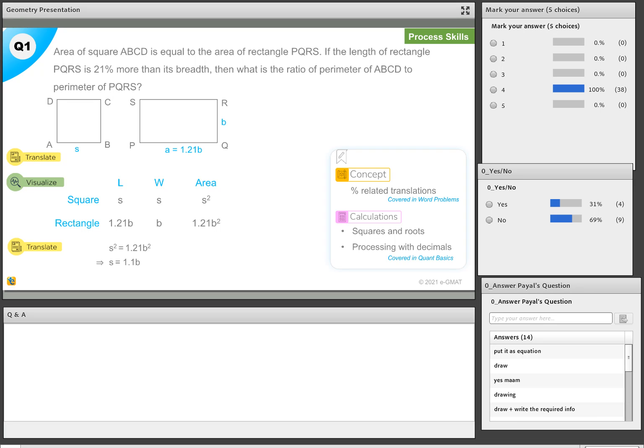Yes or no? Let me remove this. With 1.21 B squared, when you took the square root, did you have to think about where the decimal would come? Would it be 11? Would it be 0.11? Would it be 1.1? If you had to think about that, then that means you need to build your ability to do calculations. How many of you had to think about that?